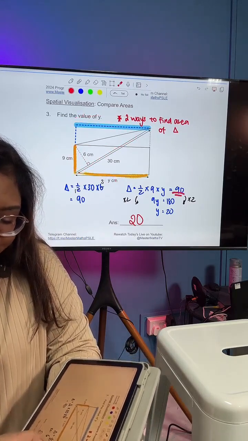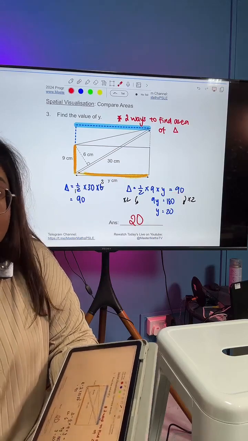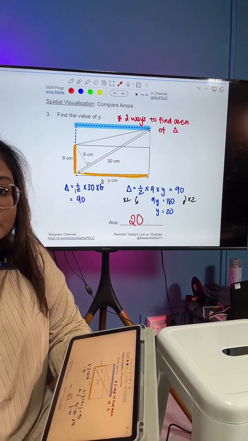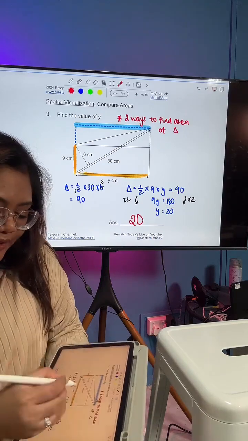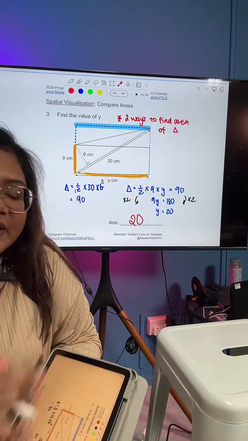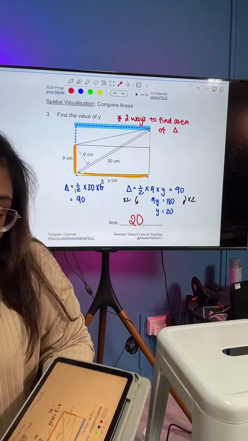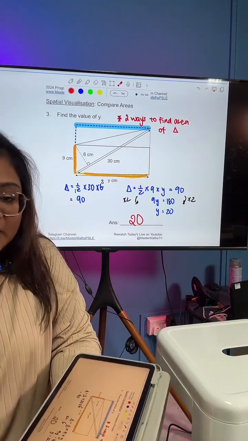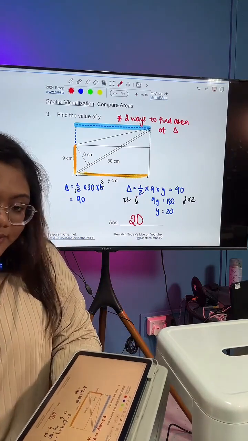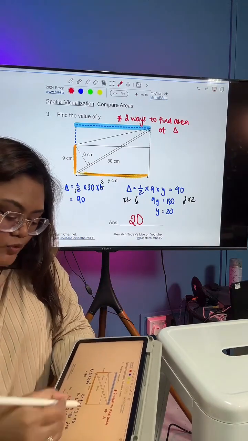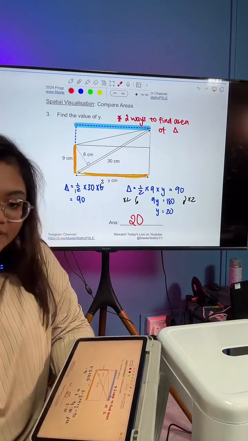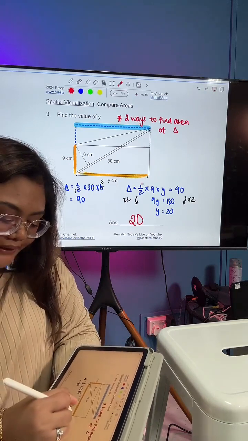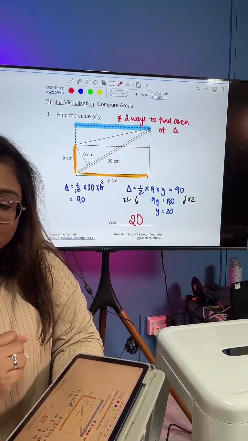So from 90, find y. So half times 9 times something gives us 180. Why do I times 2 to get rid of the half? How many halves are there to give you one whole? There are 2 halves. So I get rid of the half by multiplying by 2. Half times 2 gives me 1 whole. That's why I get rid of the half.